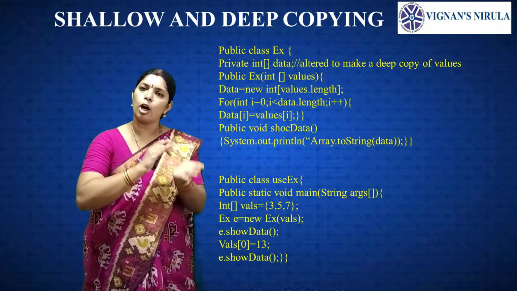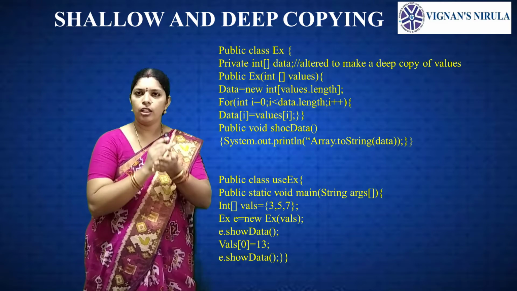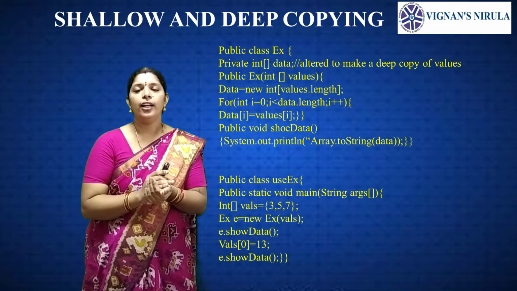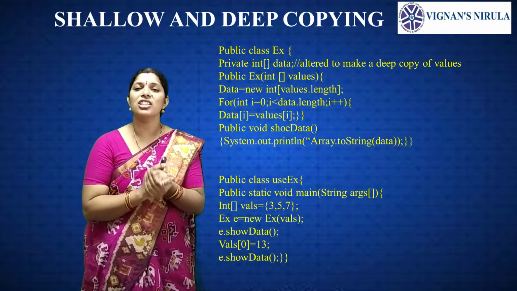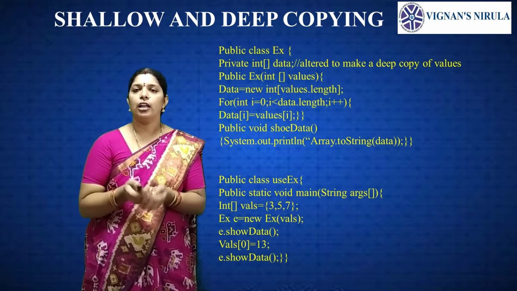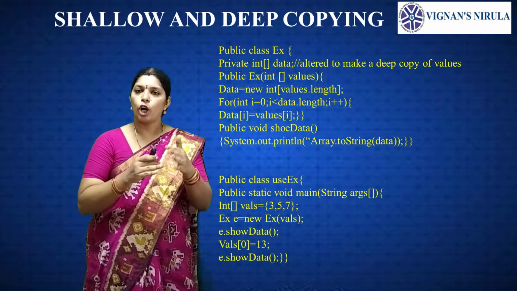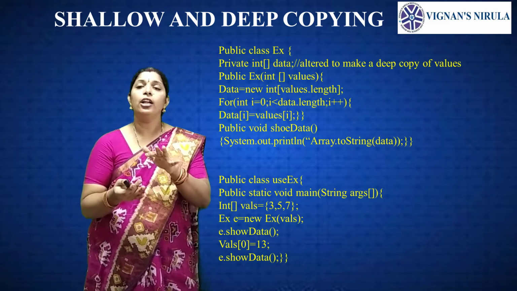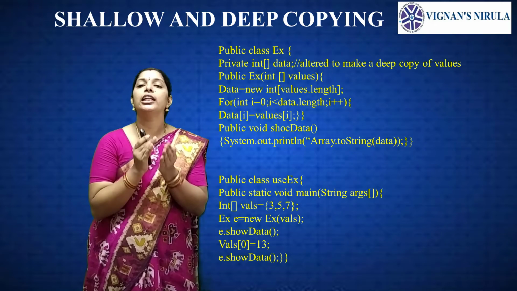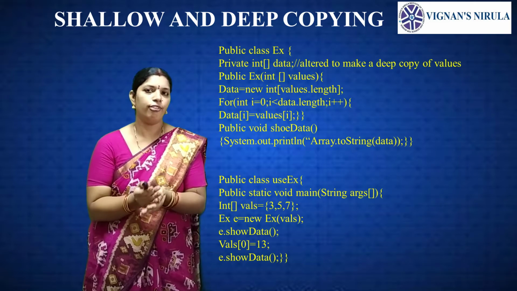We are creating a copy of the particular value. We are copying the value, but it will not change the references of the particular value. So here, deep copying copies all fields and makes copies of the dynamically allocated memory that is pointed to by any field.